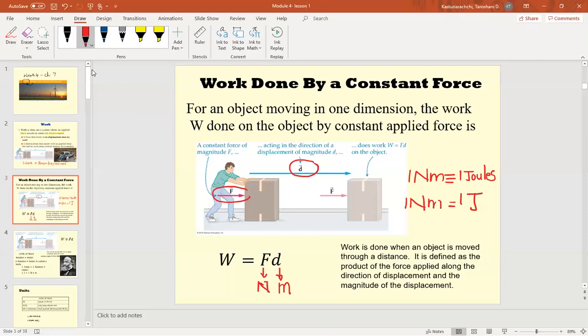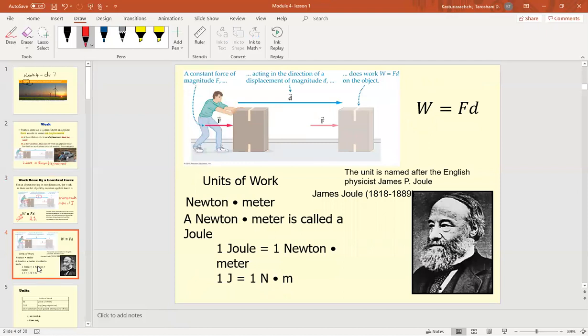And work is a scalar quantity. We know force and displacement should be parallel to each other, but work does not have a direction. Scalar means it has only magnitude. In the next slide we have what I just explained: the physicist named Joule gives us the unit.